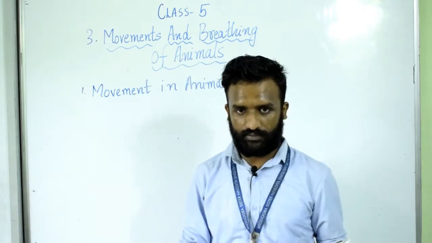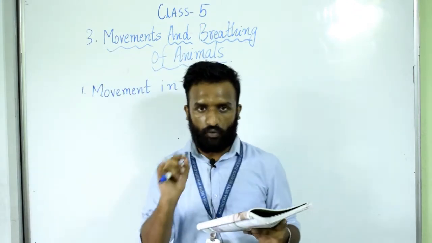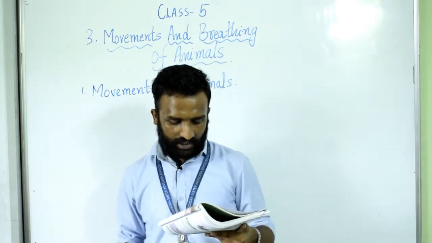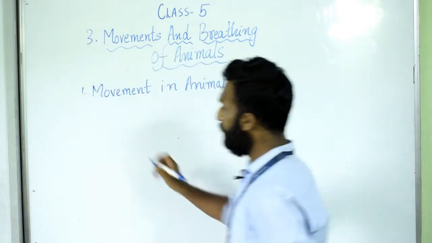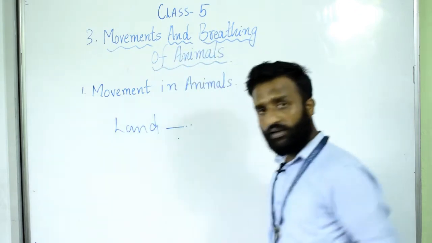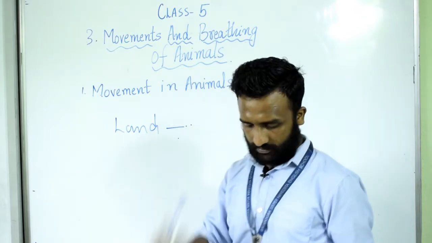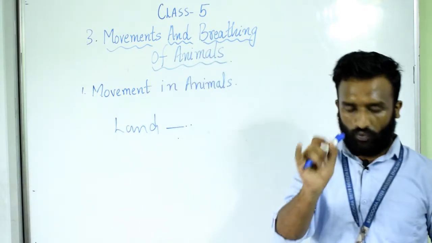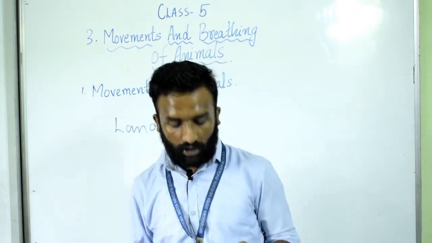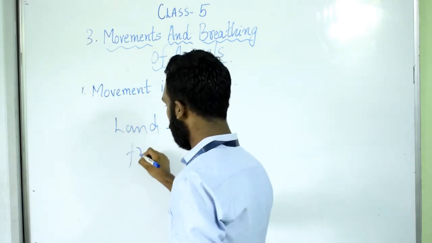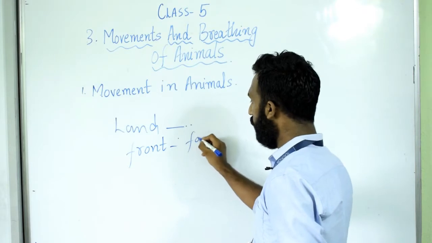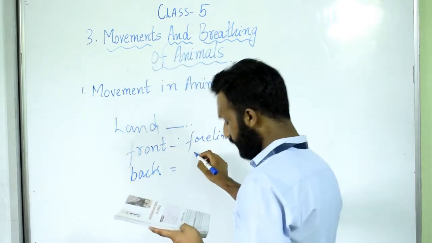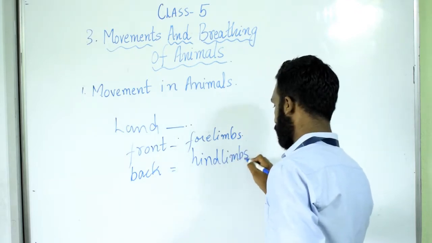Animals on the land have four limbs. The two in the front are called fore limbs and the two at the back are called hind limbs. The front ones, what are they called? Fore limbs. And the back ones are called hind limbs.